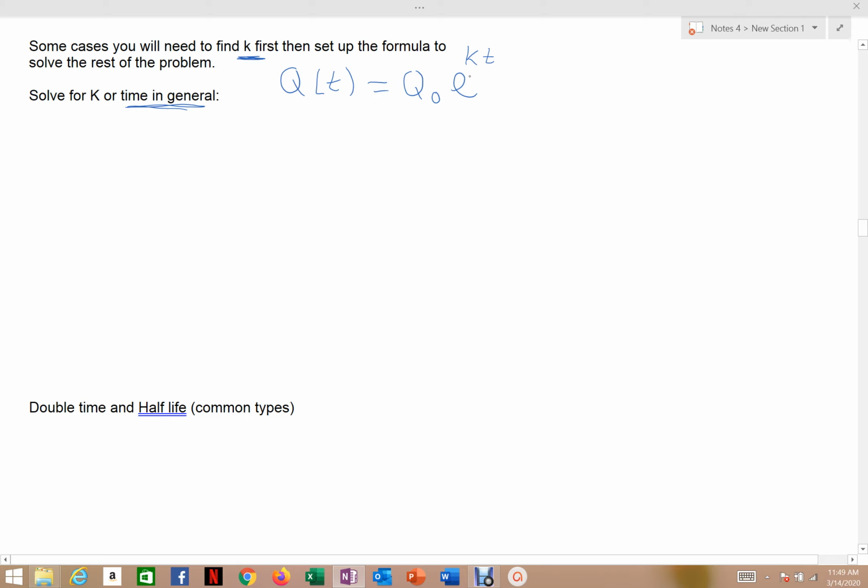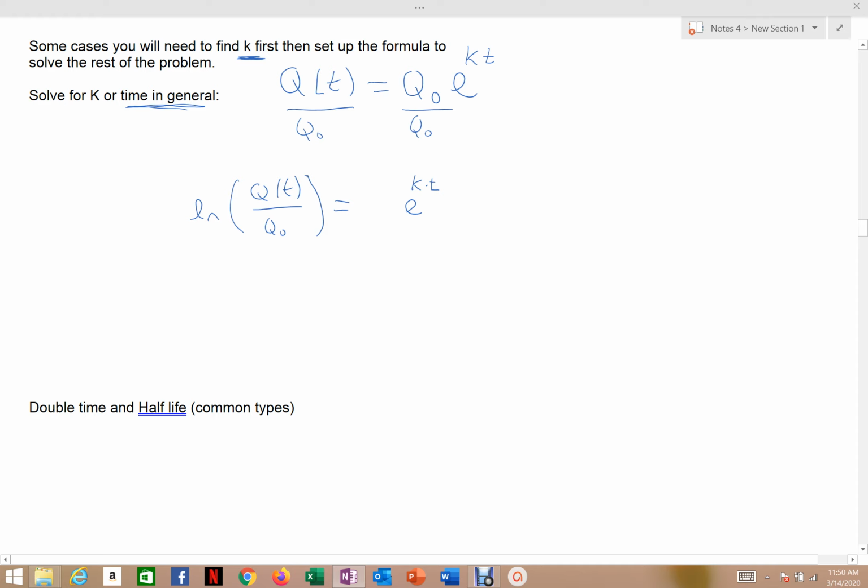To solve for either K or T in my exponent, it's the same thing. We isolate the e term, so the very first thing we'll do is divide by our initial amount. So we get our quantity at time t divided by our initial amount equals our exponential raised to our growth constant or decay constant times time. The next step is to take the natural log of that fraction. Remember, don't round that fraction. If it's an ugly fraction, leave it.